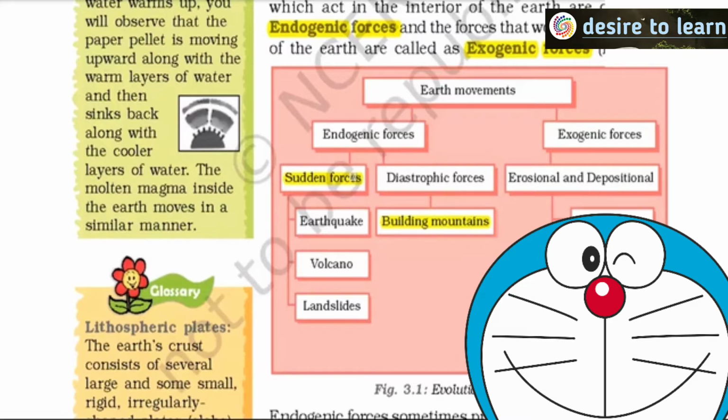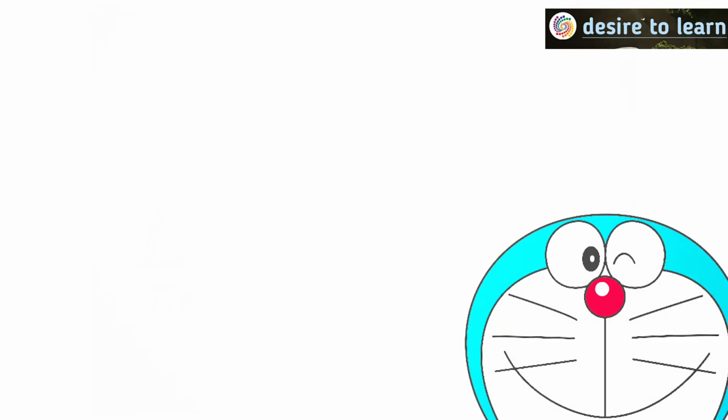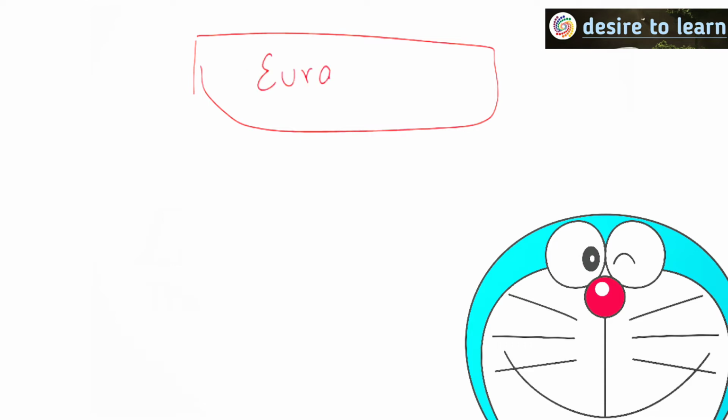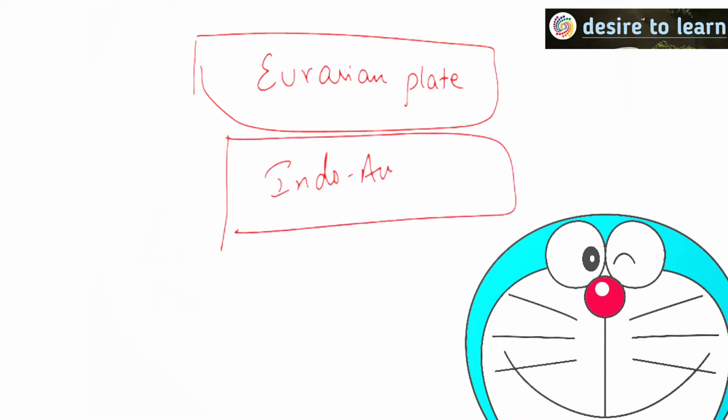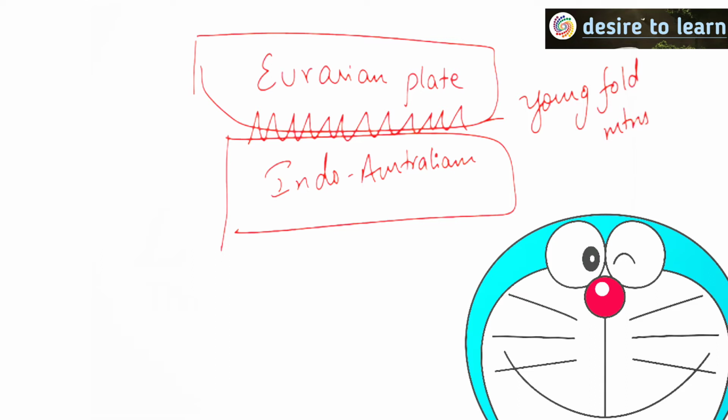Let me take a simple example of the Nepal earthquake. When we were talking about the Eurasian plate, which is meeting the Indo-Australian plate, in between you have the Himalayan mountain ranges. It is believed that the Indo-Australian plate moves towards the Eurasian plate every year, some centimeters. They keep moving. Because of this, the Himalayan mountains are still rising a bit, and we call them young fold mountains.